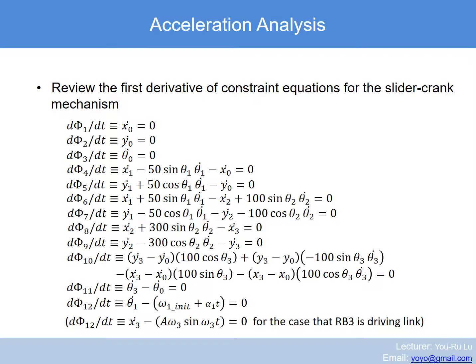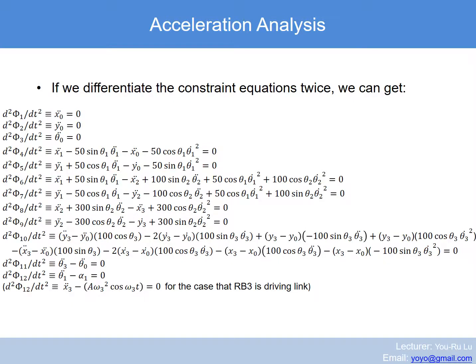Now let's quickly review what we have learned in the last lecture. In the last lecture, we first differentiate the constraint equations with respect to time once, and then solve the equations shown here to determine the velocity vector q dot. Since from kinematics, we know that by differentiating velocity with respect to time, we can get acceleration. So now we will differentiate these equations again with respect to time. The differentiation results are shown here. By solving these 12 equations, we can determine the 12 unknown accelerations, which is our goal for acceleration analysis.